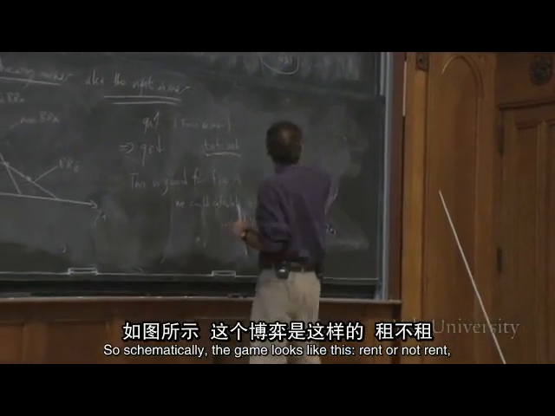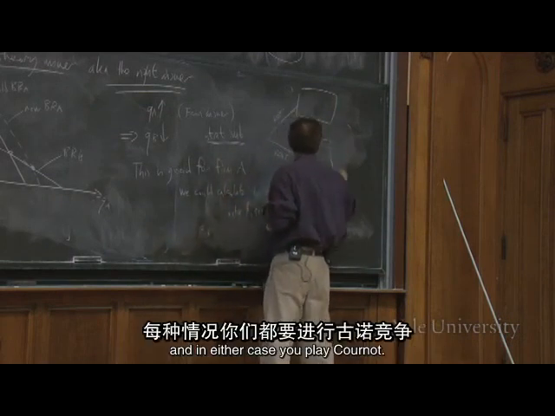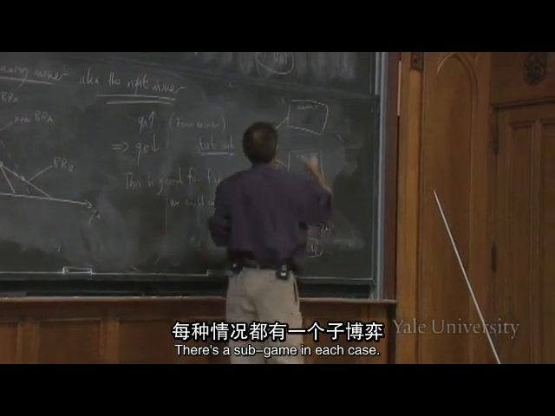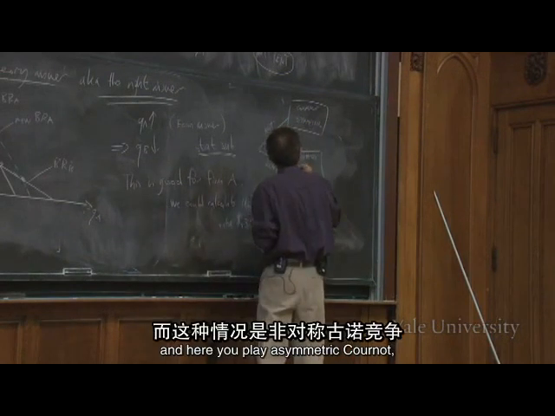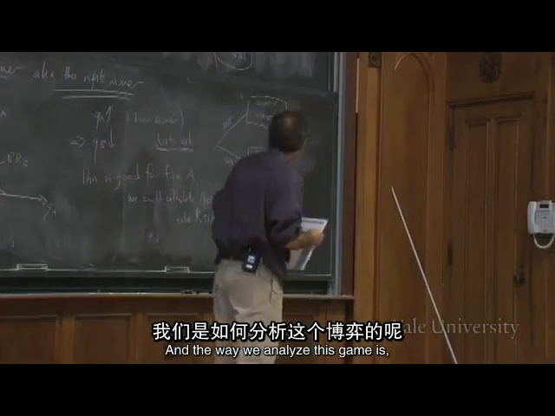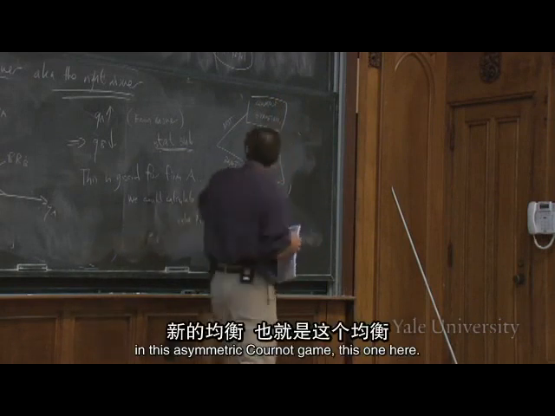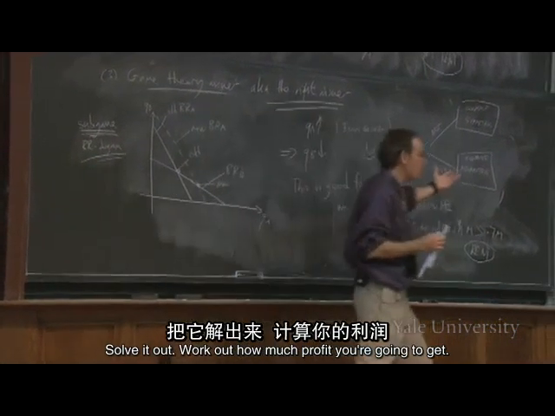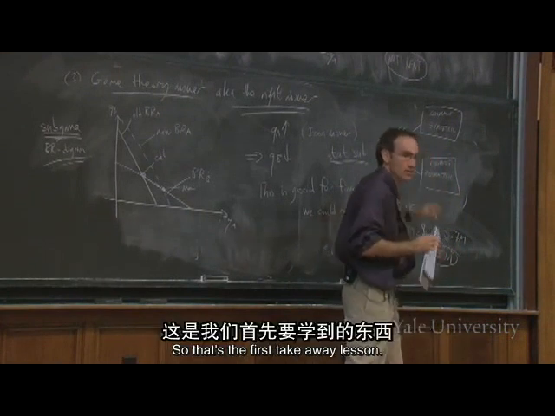So schematically, the game looks like this: rent or not rent, and in either case, you play Cournot. There's a subgame in each case. In this case, you play symmetric Cournot, when you both have the same costs, and here you play asymmetric Cournot, where you have different costs. And the way we analyze this game is, we solve out the symmetric Cournot, we actually did that up front. We now solve out the new equilibrium in this asymmetric Cournot game. This is the old one, and this is the new one. Solve it out, work out how much profit you're going to get, and roll that back, remembering that it costs you 0.7 million to make this step. So that's the first takeaway lesson.